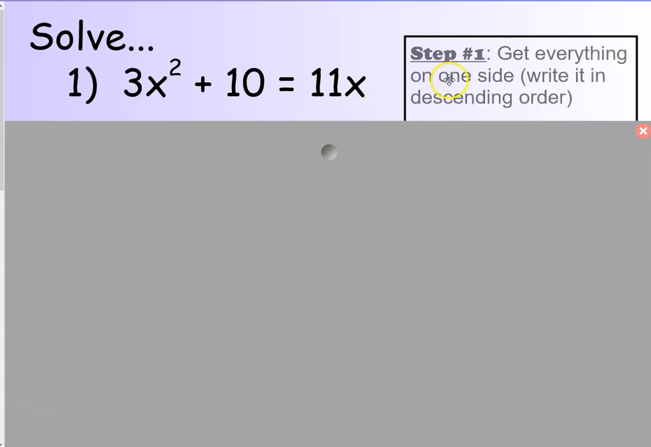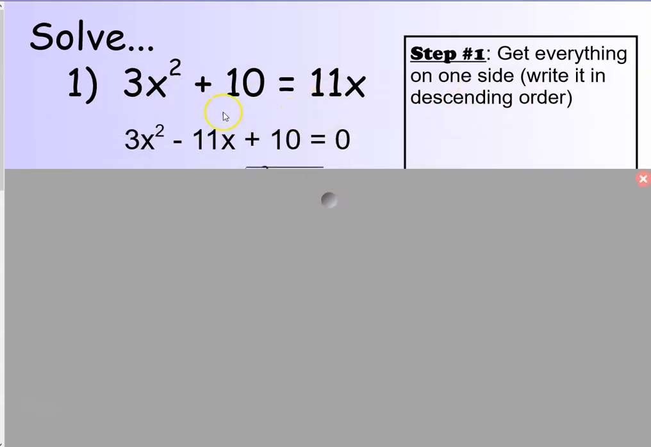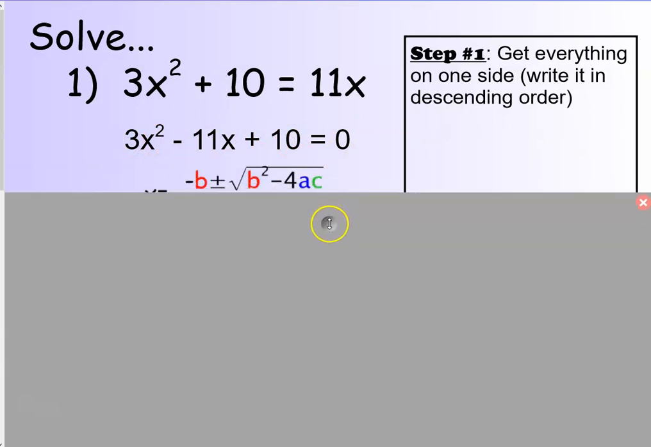But first, we want to make sure we have everything over to one side, and we want to write it in descending order. So first thing I'm going to do is move this 11x over here by subtracting it from both sides, and I'm going to write it in descending order, meaning the highest power of x first, and then we step down. This is x squared, this is x to the first, this is x to the 0. So descending order.